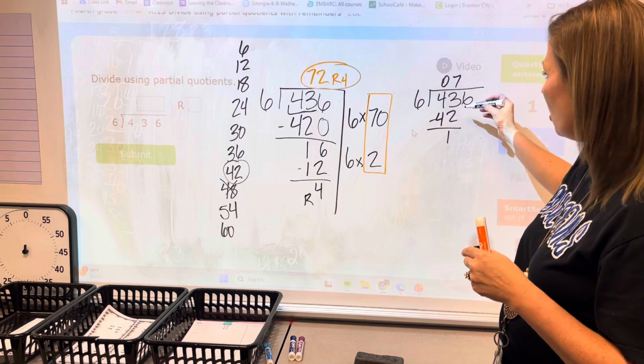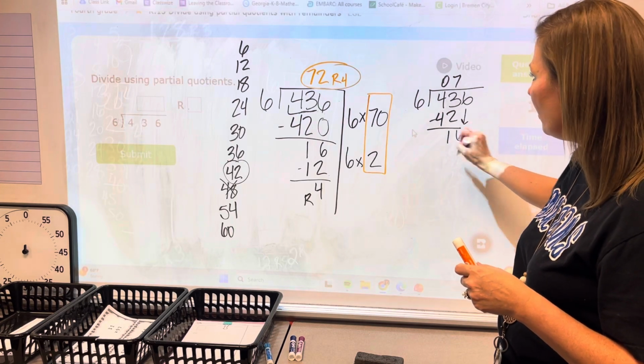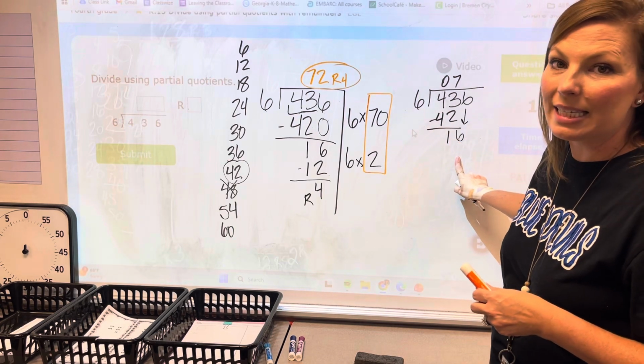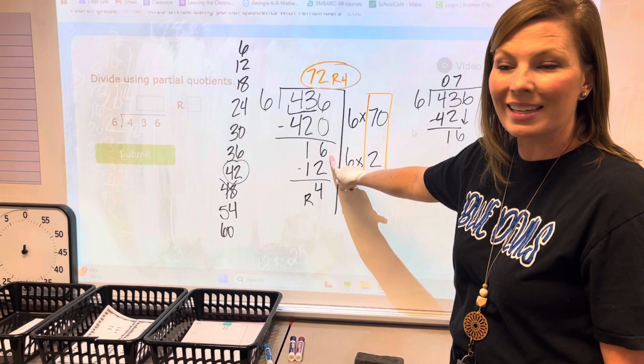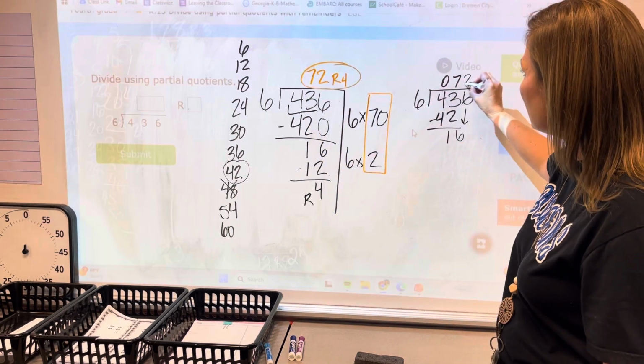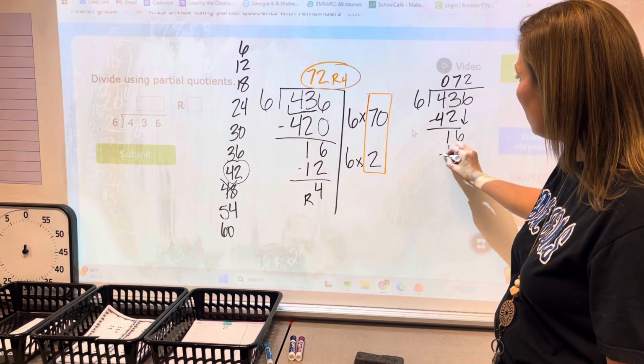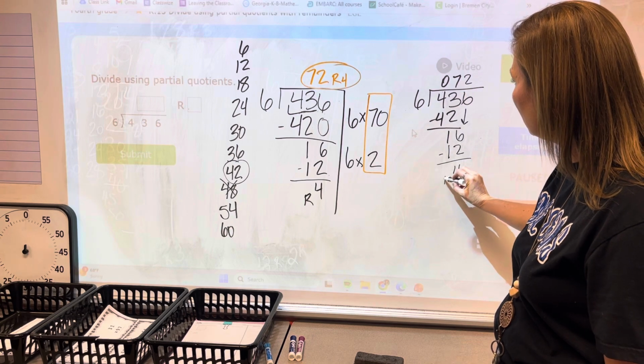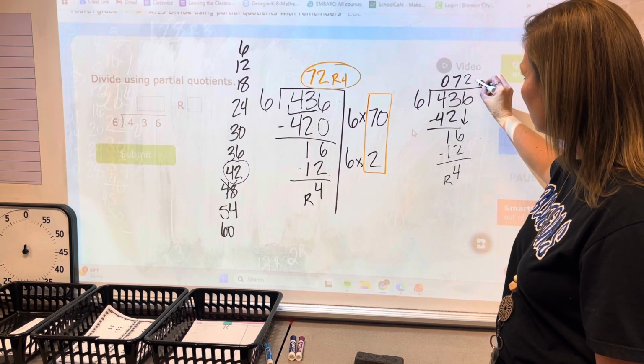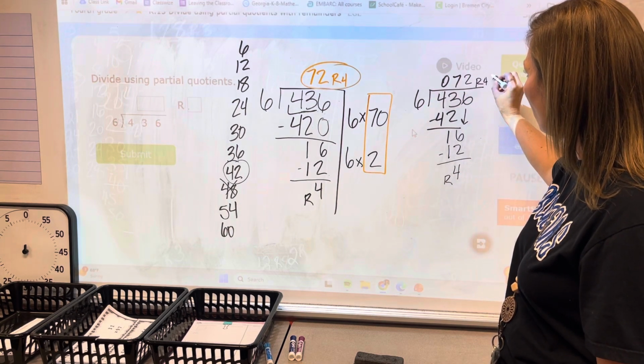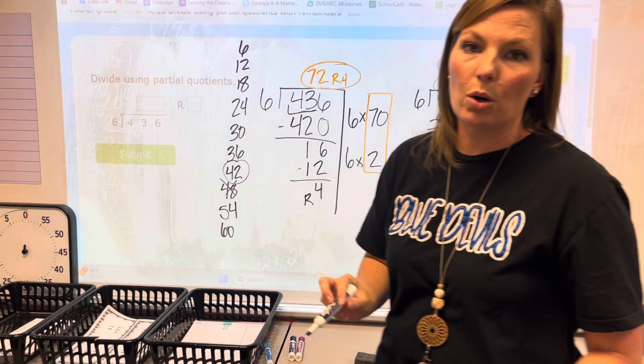So anyways, we tell them, okay guys, we're gonna go ahead and drop down. Now how many times does 6 go into 16? We did that same thing right here, guys. We know it's 2 groups of 6, so we say 2 times 6 is 12, and we subtract. And then we have 72 with a remainder of 4. And we get that same quotient.